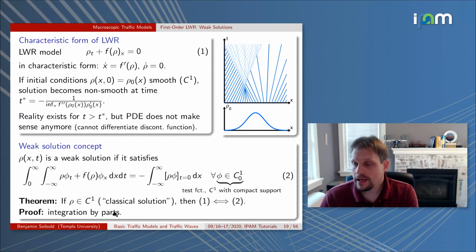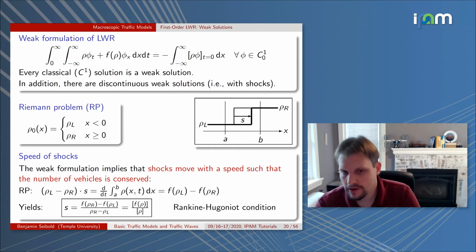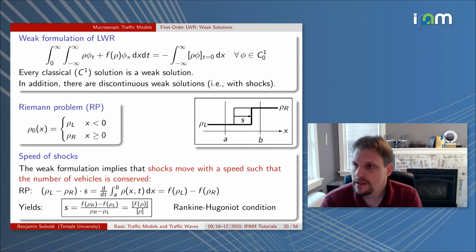And of course, any weak solution that happens to be smooth is also a classical solution, a traditional solution, because you can just undo the integration by parts and confirm that it satisfies the PDE. But this concept has more solutions because it also holds for some functions that are not differentiable, that are non-smooth. So the weak solution concept is wider than the concept of classical solutions. In particular, it allows for traveling discontinuities.